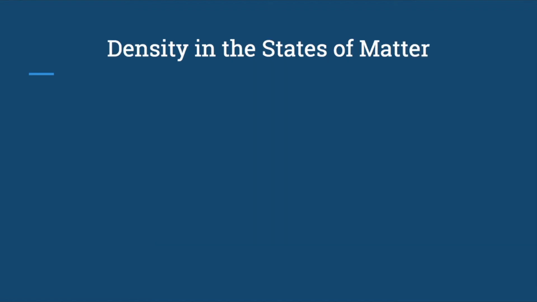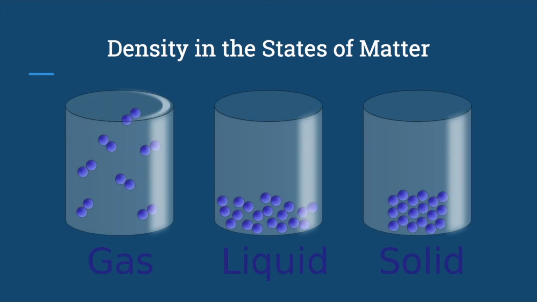Density also has a direct correlation with the states of matter. Typically with a given substance, its gaseous form is the least dense, then its liquid form, and then its solid form is the most dense.